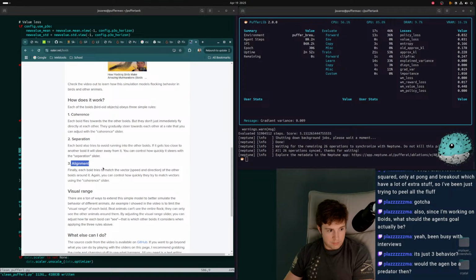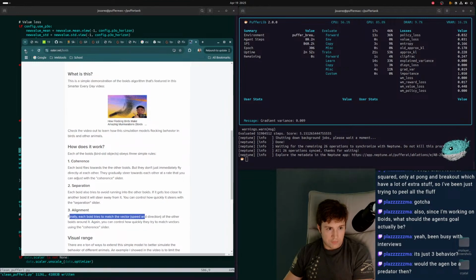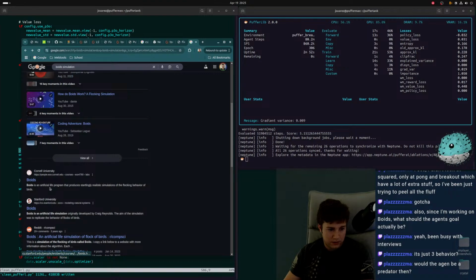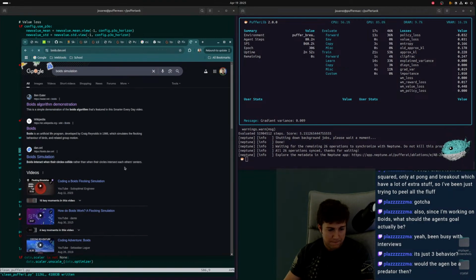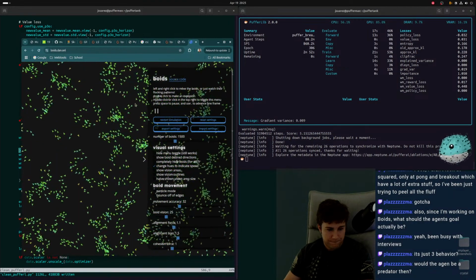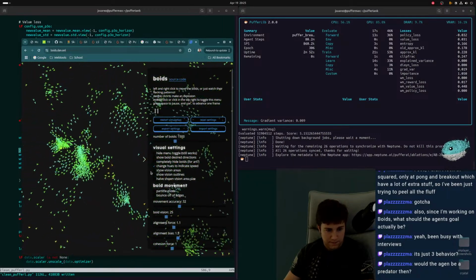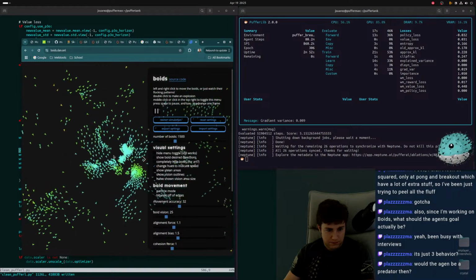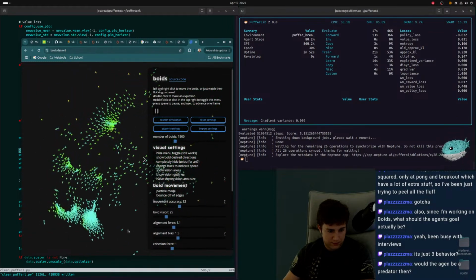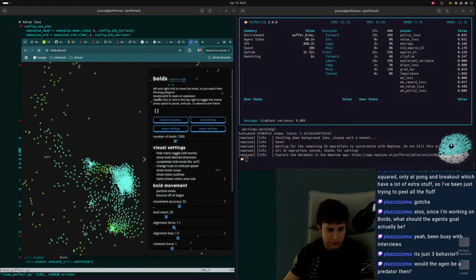Cohesion, separation, alignment. The agent doesn't have to be a predator. You literally just give it rewards. So this is what they try to do here. If you find the algorithm code, look, somebody has a really big one here. It's pretty cool, right? I think it's following my cursor in this one.